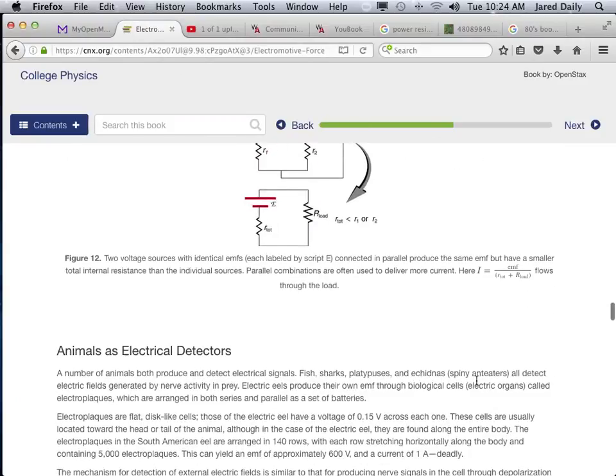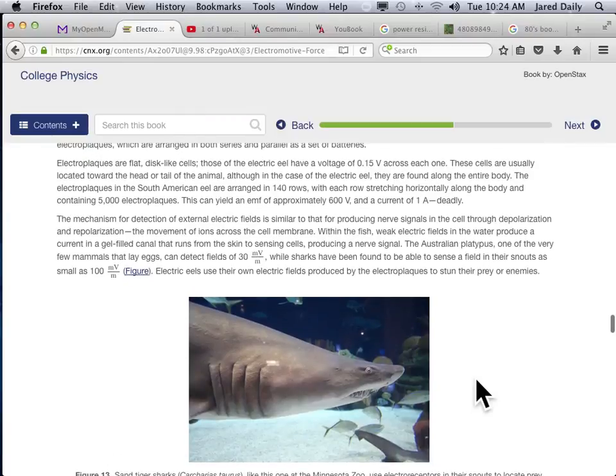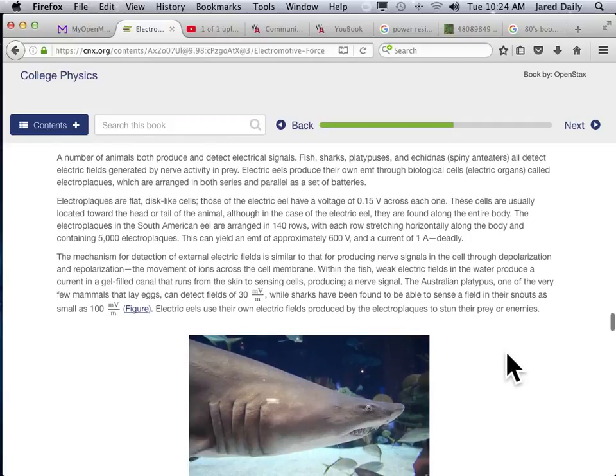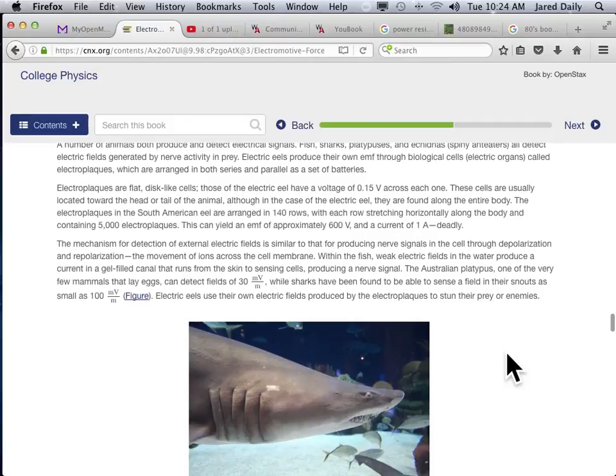So anyway, batteries in series, batteries in parallel. Gotta love it. Oh, you gotta love the fish that have this ability, right? Fish, sharks, platypus, echidnas. What's an echidna? An anteater. They actually have potential differences inside their bodies. We all do, actually. Our bodies are just huge batteries. If you've ever seen the movie The Matrix, they turn humans into batteries for robots, right? But all life has potential differences inside the body everywhere. But some animals use it a little more directly than humans do.